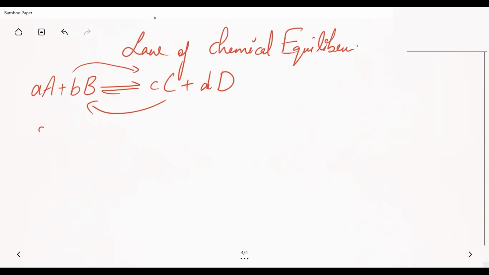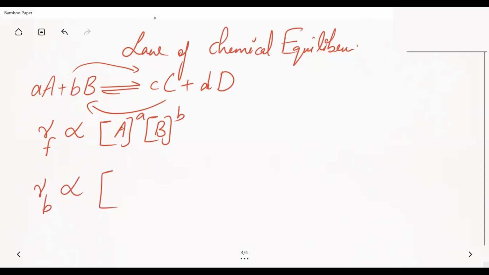The rate of the forward reaction is directly proportional to what? Yes, it is proportional to the active mass of the reactants, so [A] raised to a moles and [B] raised to b moles. Also, the rate of the backward reaction is directly proportional to what? When it is a backward reaction, it is clear that C and D are the reactants, so [C] raised to c and [D] raised to d.